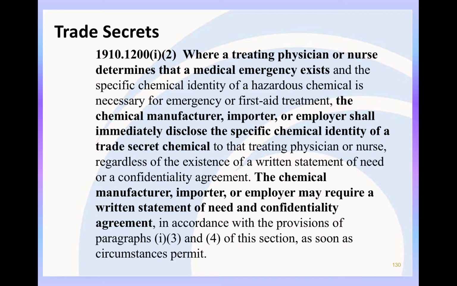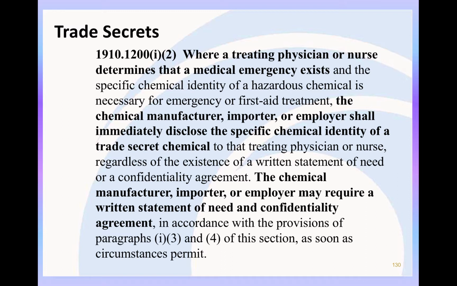Now, several of these chemicals sometimes include trade secrets. So OSHA 1910.1200 includes a section on trade secrets. It says where a treating physician or nurse determines that a medical emergency exists and a specific chemical identity of a hazardous chemical is necessary for first aid or treatment, the chemical manufacturer, importer, or employer shall immediately disclose the chemical identity of a trade secret chemical to that treating physician or nurse, regardless of the existence of a written statement of need or confidentiality agreement.